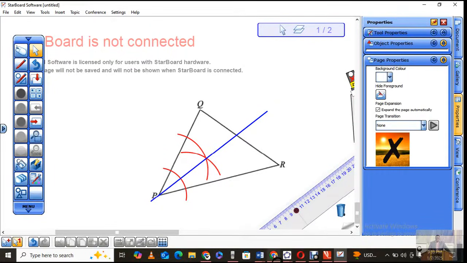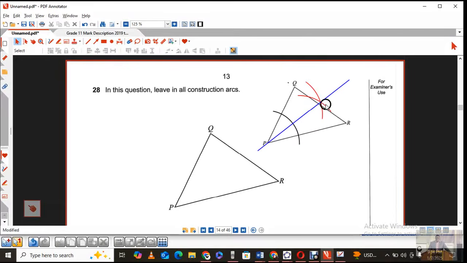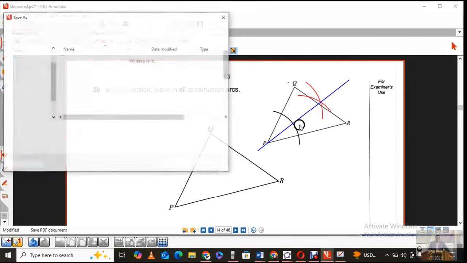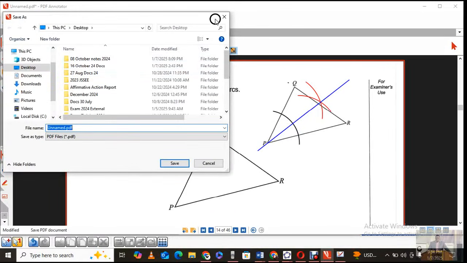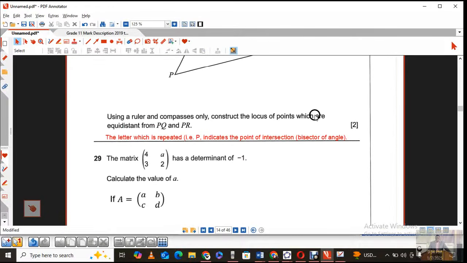And you leave these constructions, okay? Anyway, that's what I have done over there, and that's how it's supposed to look. Now, it's very important that, as I said, you do not rub off these constructions. Okay, that does it for question 28. Let's continue with question 29. Remember I said there are 34 questions there. We're very close to the end.